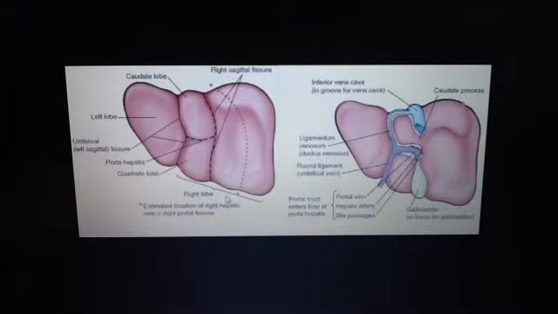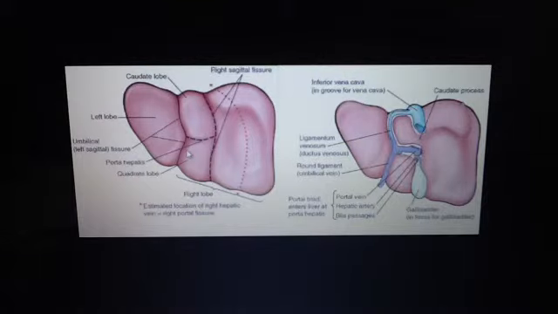Now, an important thing I want to point out here is that the functional left liver includes the left lobe, the caudate lobe, and the quadrate lobe. So you could say this is part of the left lobe.